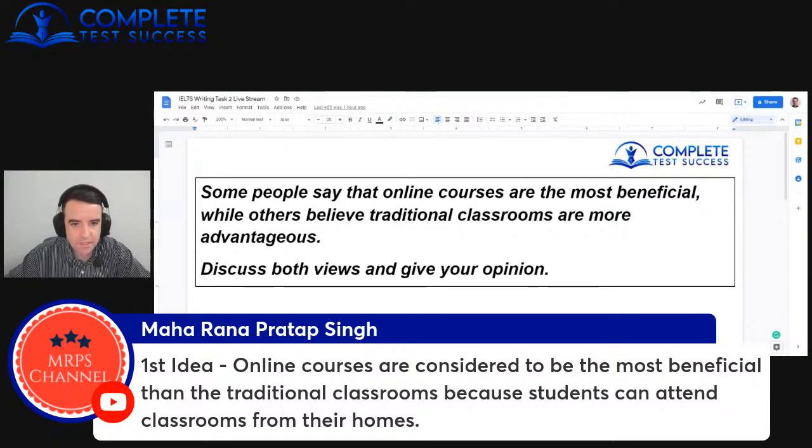Maha, first idea. Online courses are considered to be more beneficial than the traditional classrooms because students can attend classrooms from their homes. Okay, so that's one idea. Good.